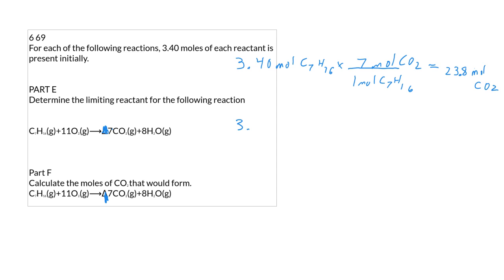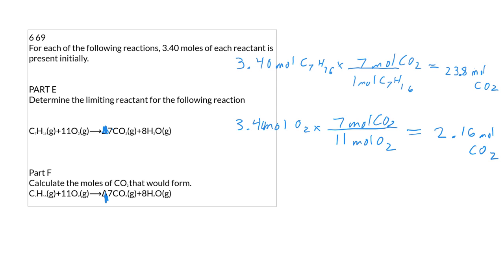We work it again, 3.4 moles of oxygen. And according to my chemical equation, for every 11 moles of oxygen, I can produce 7 moles of carbon dioxide. Multiply everything on top, divide through by everything on the bottom. So I've got 3.4 times 7 divided by 11, which is 2.16 moles of carbon dioxide.